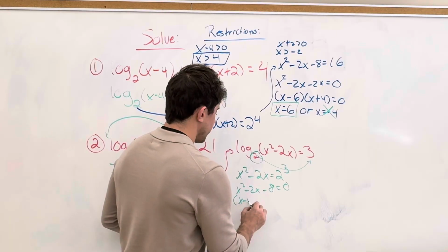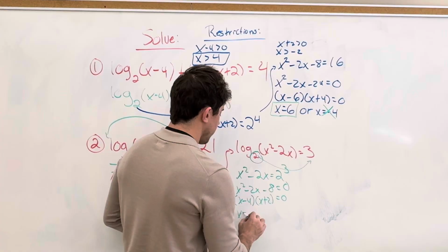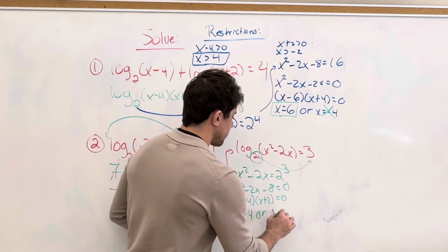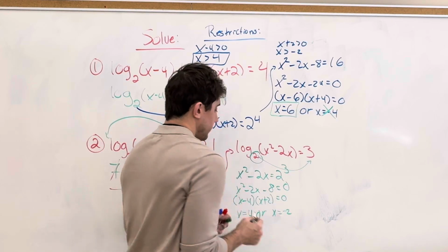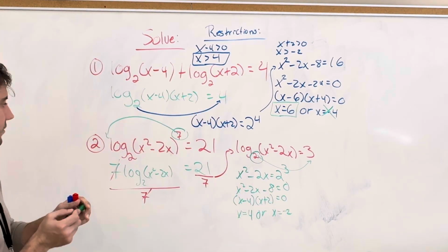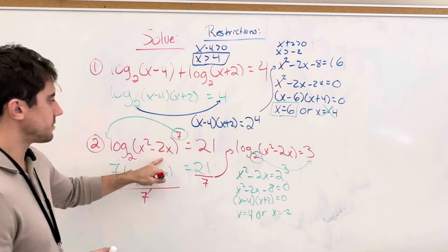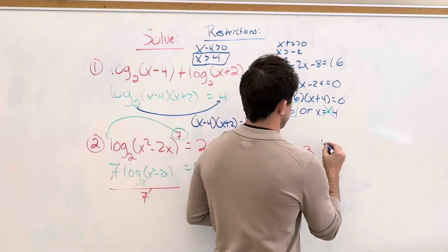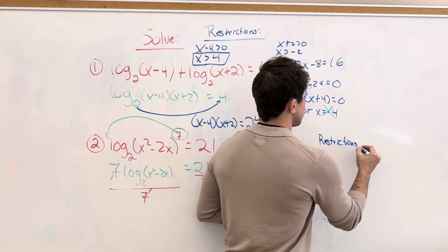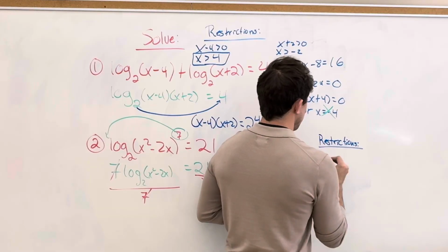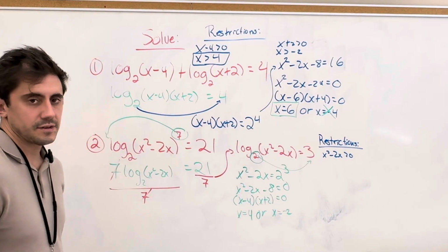And so we get x minus 4 times x plus 2 is equal to 0, meaning that our possible solutions are x is equal to positive 4 or x is equal to negative 2. But again, we should be mindful of restrictions. Our restrictions are that, again, the argument needs to be positive, right? And so for us, that means that x squared minus 2x needs to be positive, right?